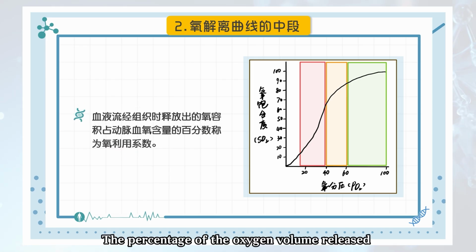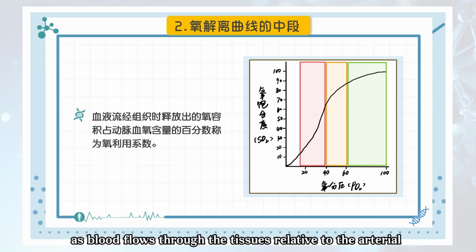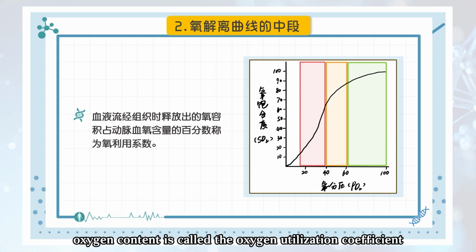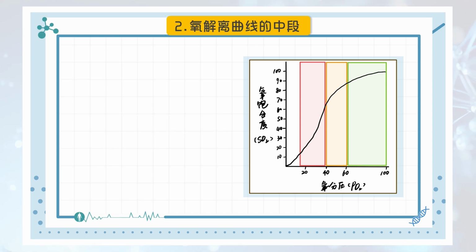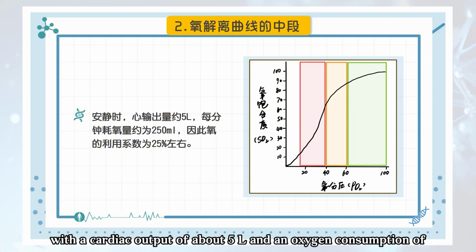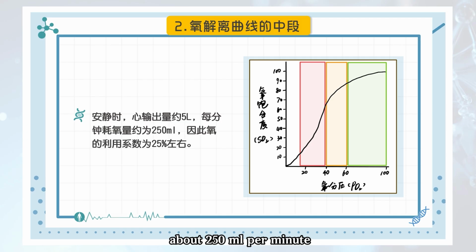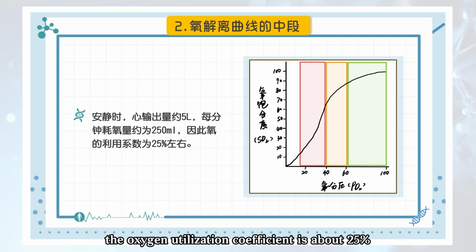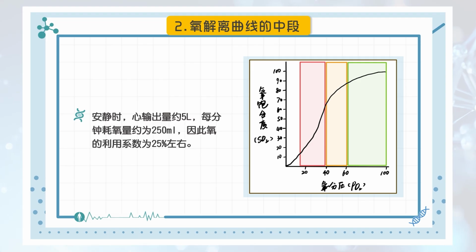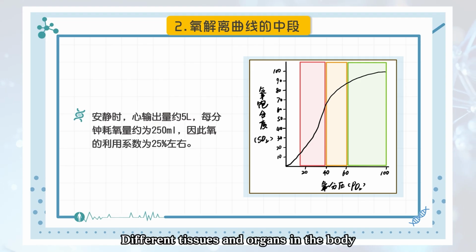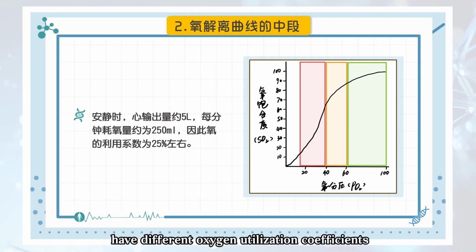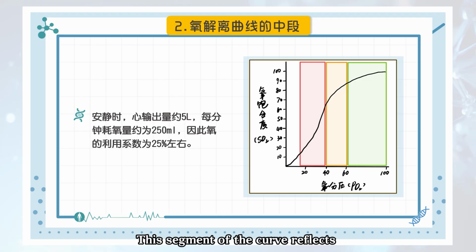The percentage of the oxygen volume released as blood flows through the tissues relative to the arterial oxygen content is called the oxygen utilization coefficient. At rest, with a cardiac output of about 5 liters per minute and an oxygen consumption of about 250 milliliters per minute, the oxygen utilization coefficient is about 25%. Different tissues and organs in the body have different oxygen utilization coefficients. This segment of the curve reflects the oxygen supply to the body at rest.